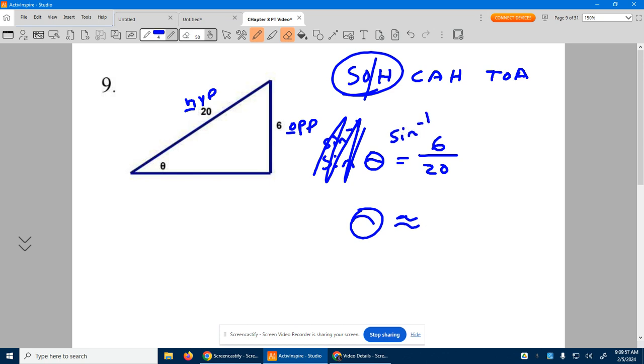Now make sure your calculator's in degree mode. You hit the inverse sine, also called arc sine on the computer on some things. 6 divided by 20. When I did it, I got 17.5 approximately. So that angle opening right there, theta, is about 17.5 if the opposite side is 6 and you have the hypotenuse as 20.